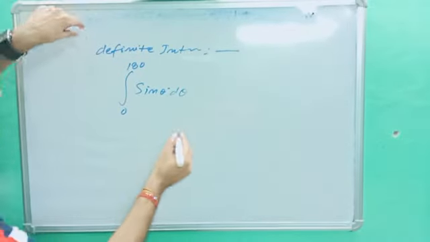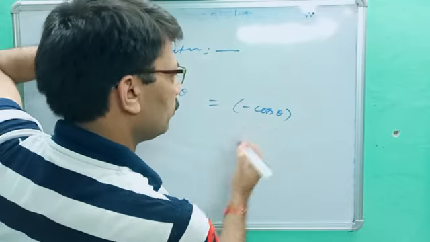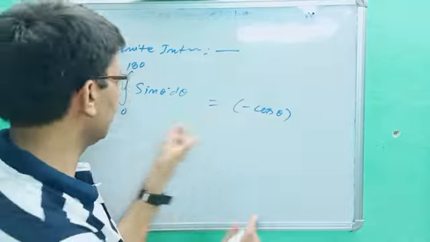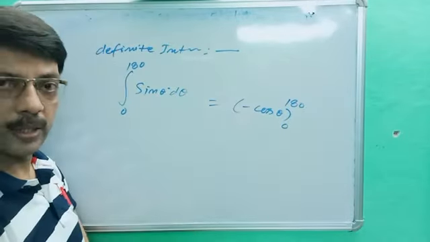So first you integrate it. What you will get? Integration of sin theta, you better know, is minus cos theta. Integration of sin theta is minus cos theta. You better know. This is the integration. What is the limit? 0 to what? Come on, 180. Okay, are you getting it?